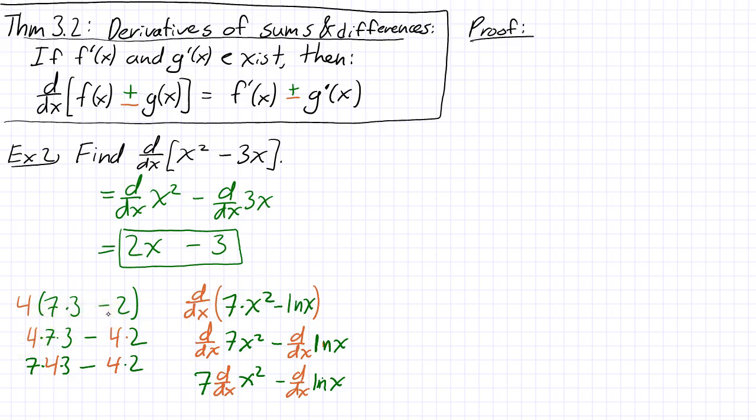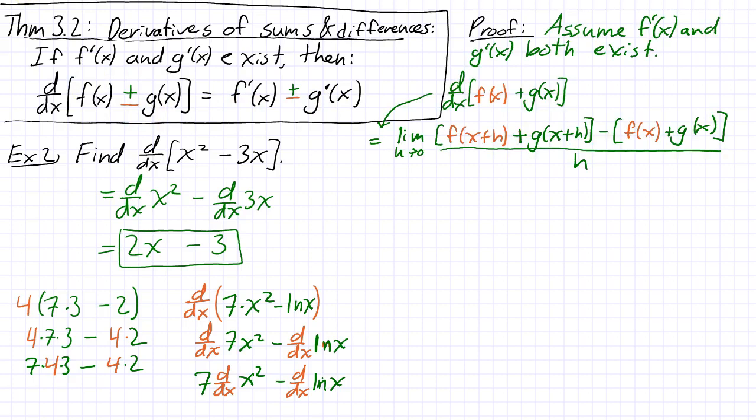Anyways, let's prove this derivative of sums and differences thing real quick. So to do it, we're going to do the same thing, just assuming that f prime and g prime exist. Then use the definition of the derivative on the left to show that it must be equal to the derivative on the right. So yeah, starting by assuming that f prime exists and g prime also exists. We're going to need that fact in a minute.